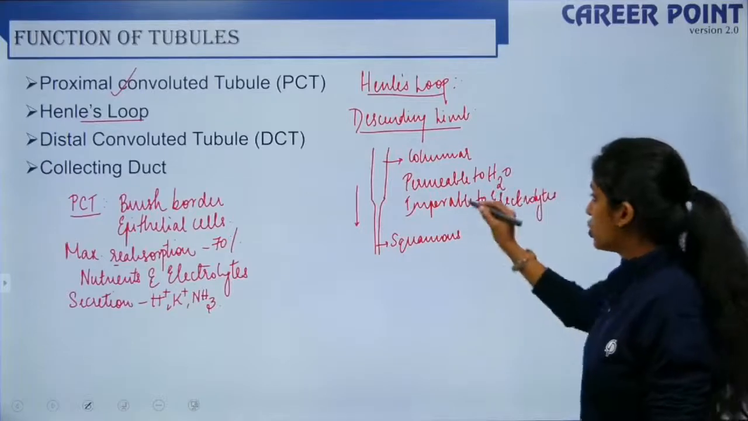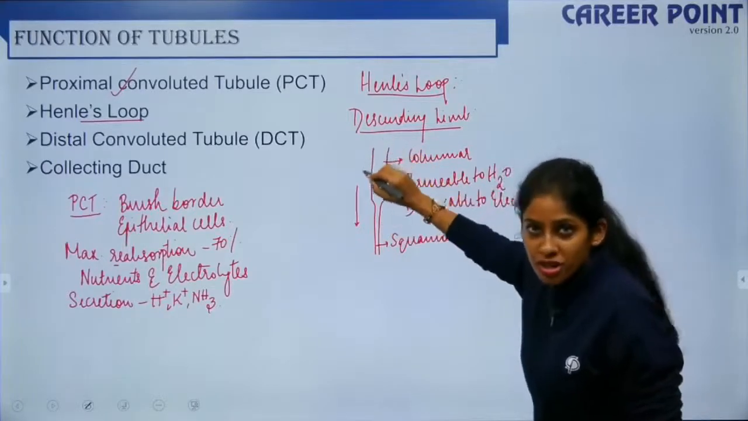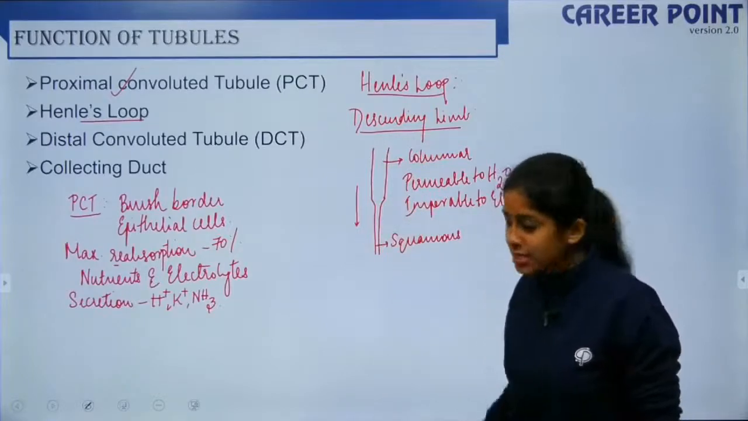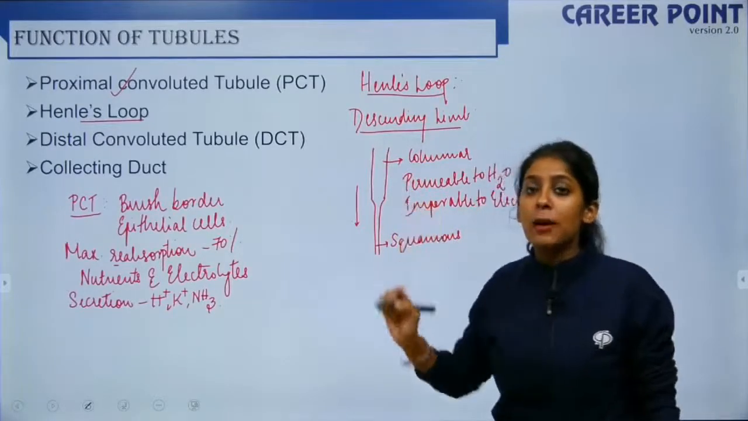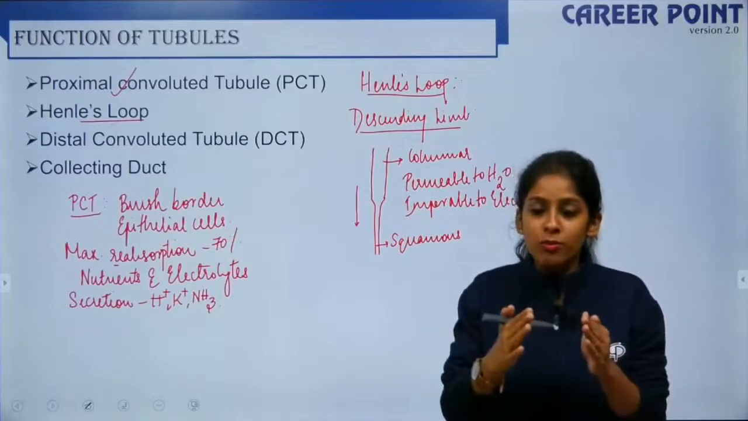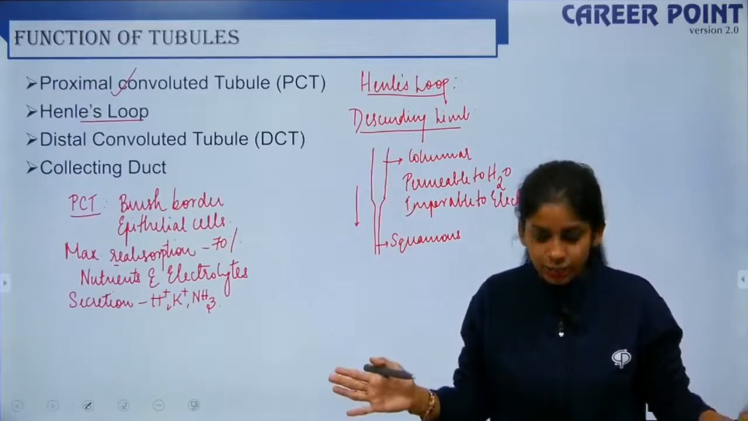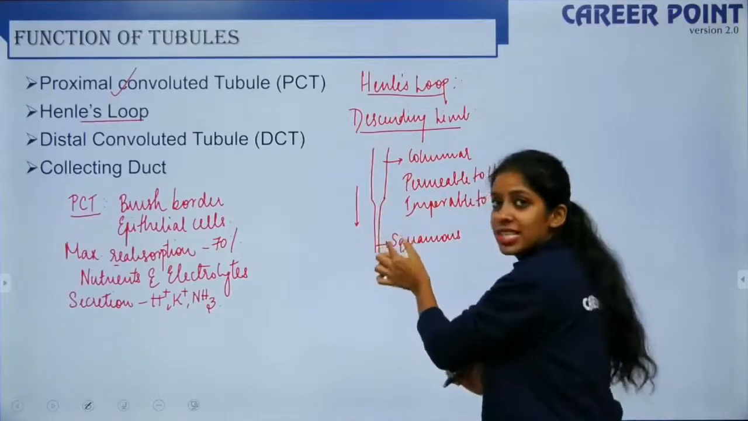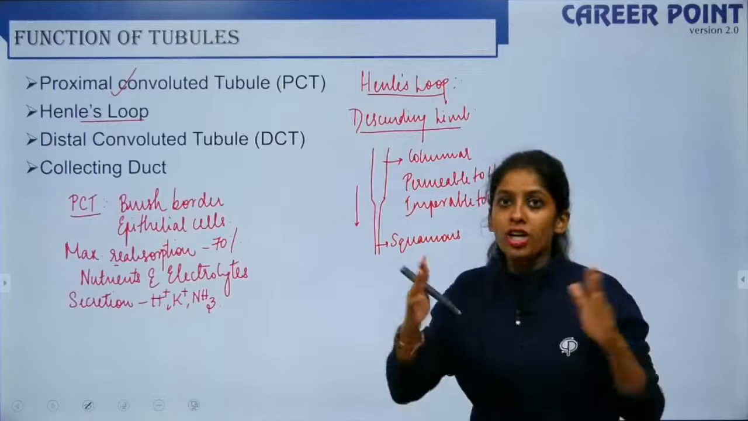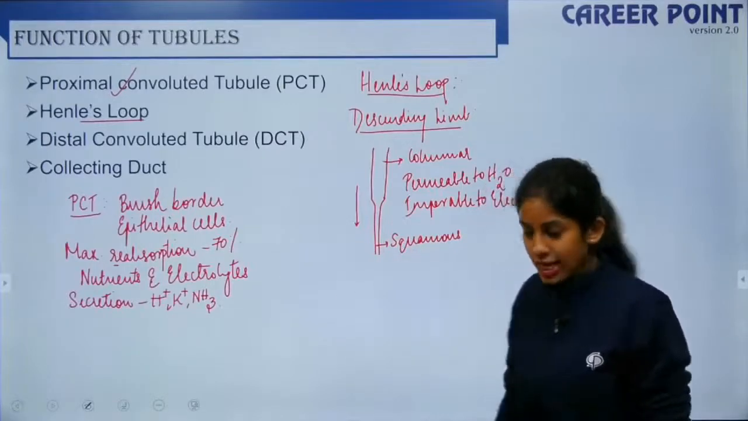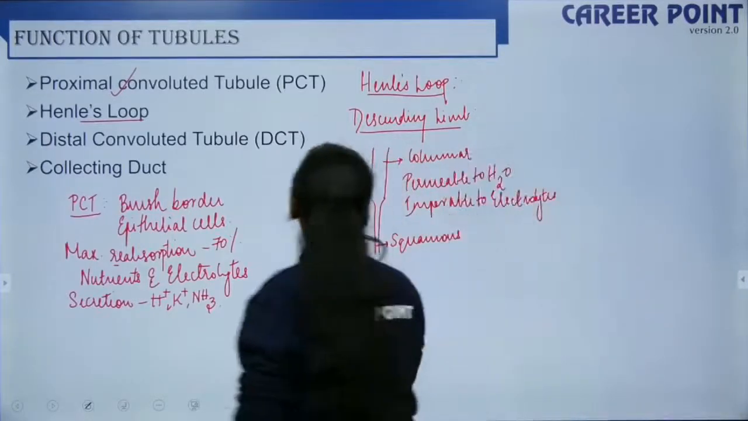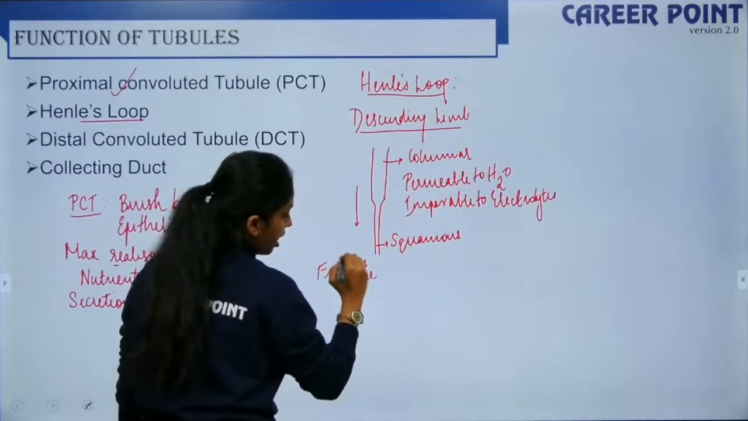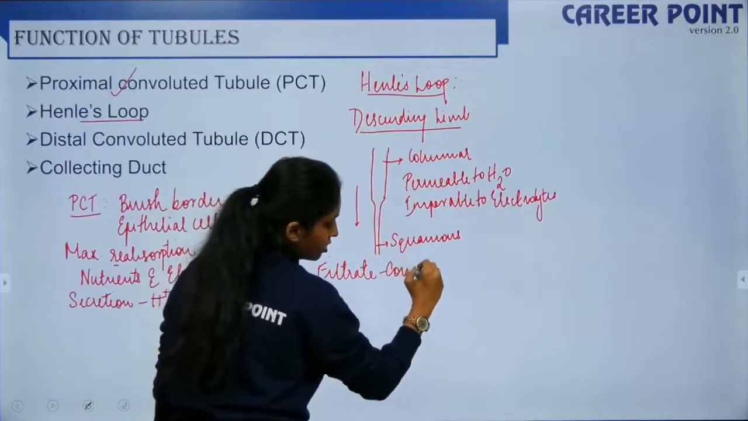Yes. So here your filtrate comes from your Bowman's capsule. So reabsorption happens, and here since it is permeable to water, water moves out of the filtrate. So filtrate is passing inside it. Since the walls of this are permeable to water, water moves out. Thus the filtrate is concentrated.